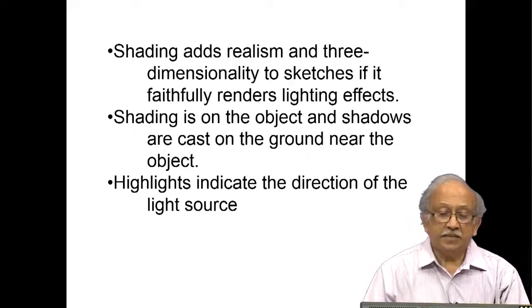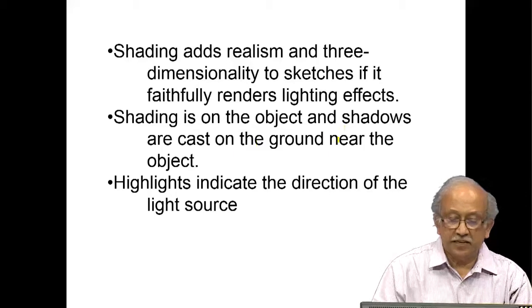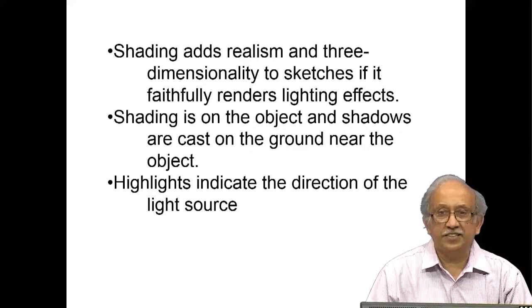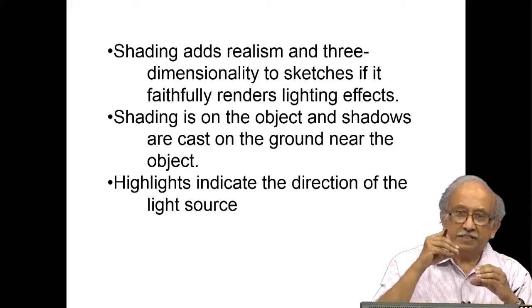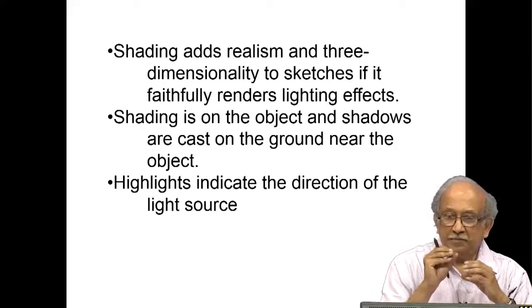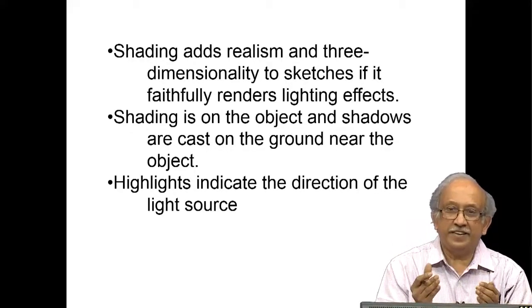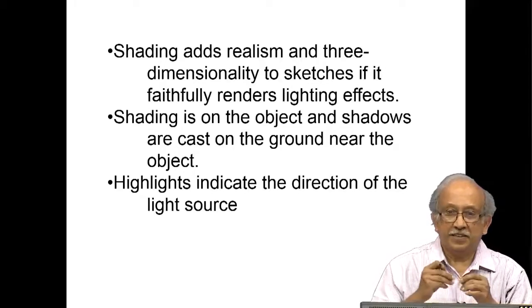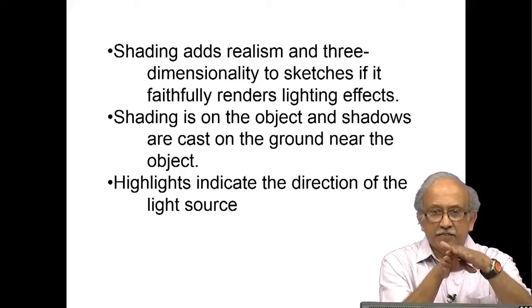Shading adds realism and three dimensionality. Shading is on the object and shadows are cast on the ground. Highlights indicate the direction of the light source. Three important things: if you remember I showed you that sphere, there is something which is catching the highlight and reflecting it back to you. The moment it appears like a spot, you know probably the surface is a spherical surface. If it becomes a line, it is either actually a line or a joint of two edges.